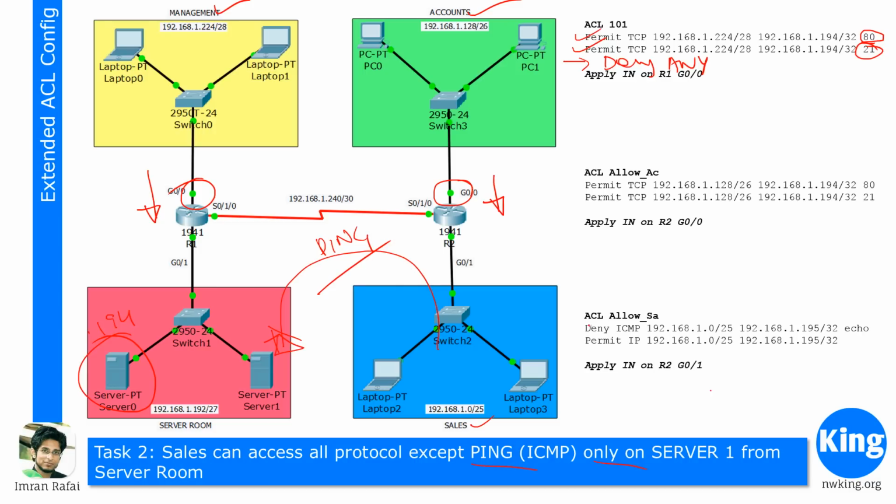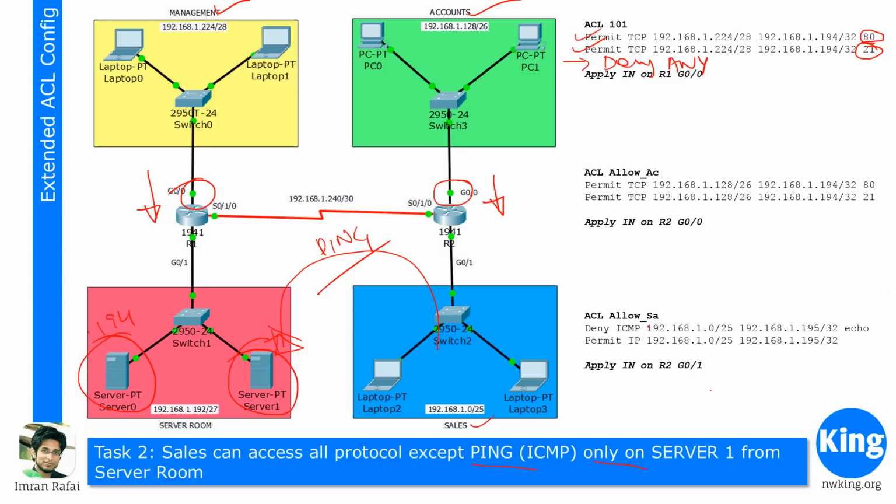So what do we say? Because we need to allow everything else and only block ICMP, we first need to block, like we discussed, the specific ones need to come on top, and then the general one. IP is a general thing, everything, so we want to permit that. So we put the ICMP deny first: deny ICMP traffic coming from 192.168.1.0/25, which is the entire sales network, going to 192.168.195/32, that is server 1, just the server.